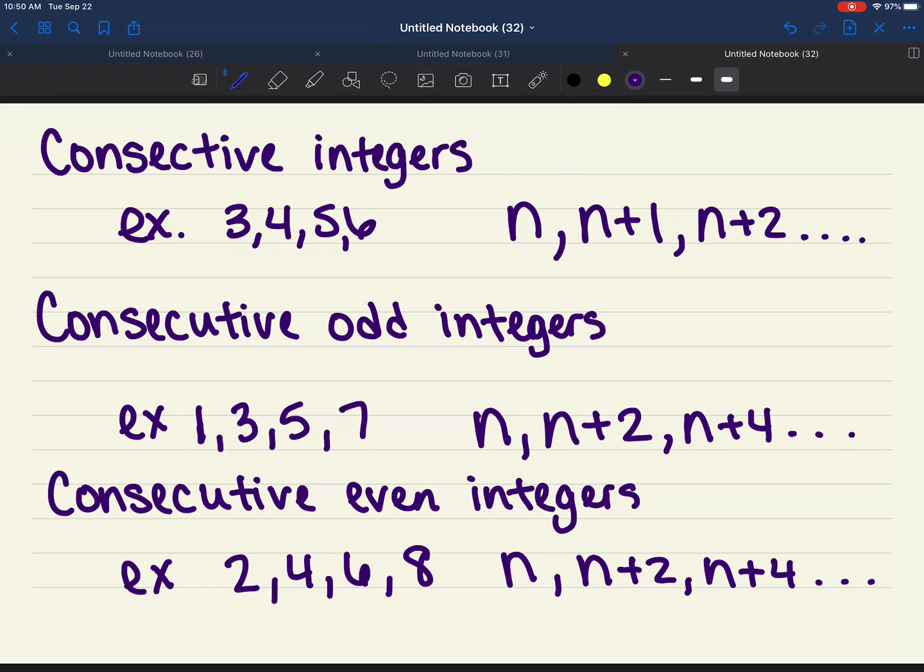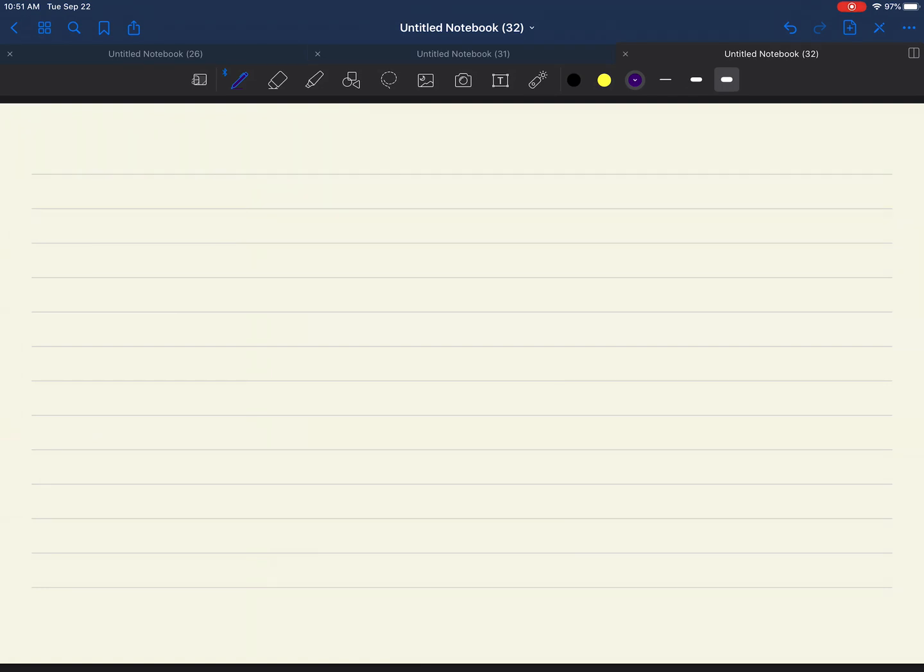Now I'm going to show you how we're going to use that to solve for those specific integers. If you're using consecutive odd integers, why do you use even numbers? Because how do I get from 1 to 3? 2. There's a difference of 2 between them. So it doesn't matter if they're odd or even, there's still a difference of 2 between each one. That's why. Do you see that? Okay. All right, here we go.